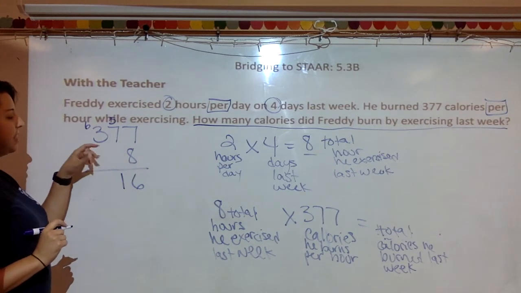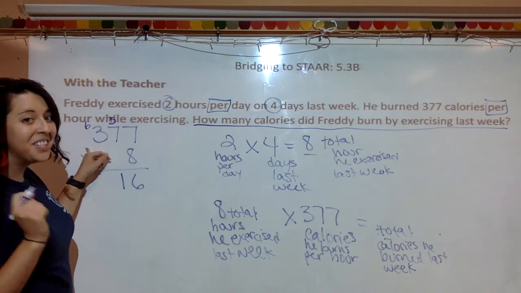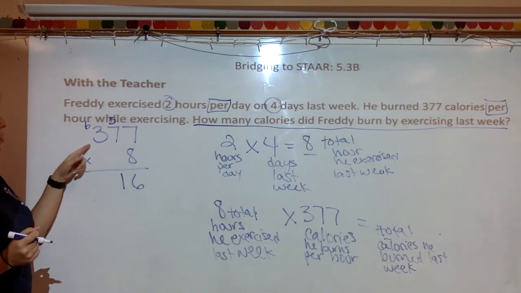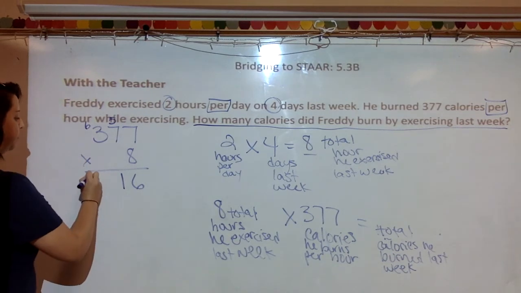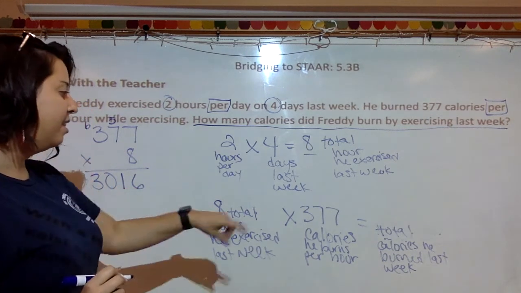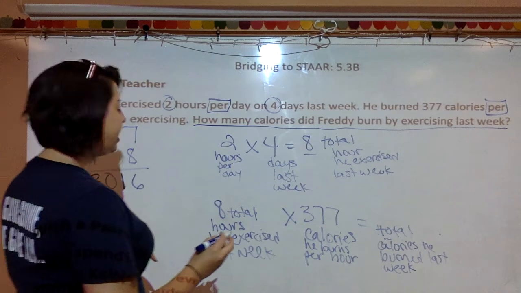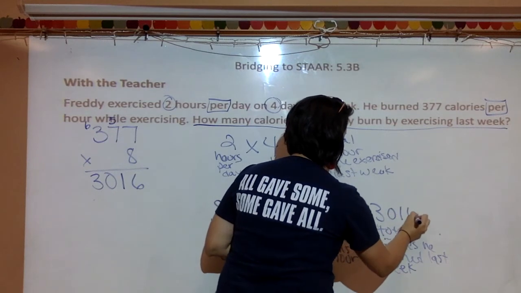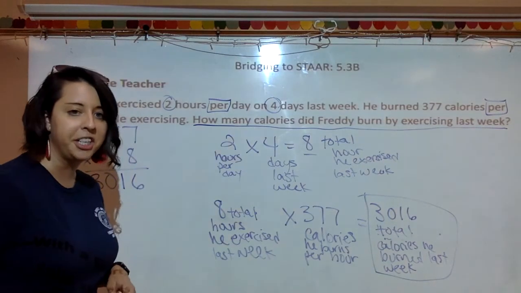Now we're doing 8 times 3. 24. If you said 24, you are correct. Good job. So 8 times 3 is 24 plus 6 more. That gets us right at 30. Wow. You burned a lot of calories, huh? So the total calories that Freddie burned last week was 3,016. And that is our final answer for our bridging.